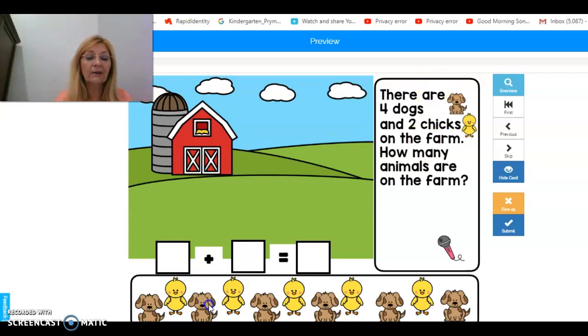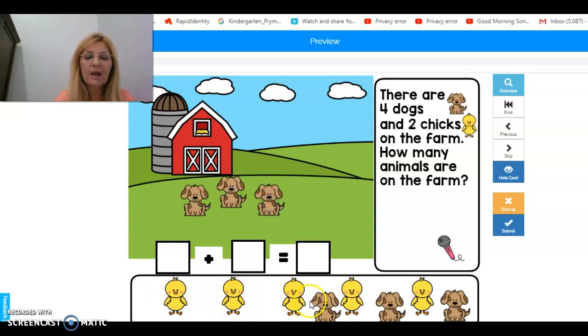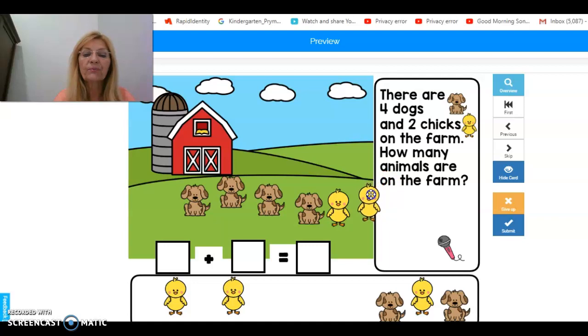At the farm. Now, let's read this one. It says there are how many? 4 dogs and 2 chicks on the farm. How many animals are on the farm? There's our question. They want to know how many are there. So let's act that out. If we had how many dogs? Look at your number. How many? Yes, 4. 1, 2, 3, 4. And how many chicks? Yes, 1, 2. And then we have a question. How many animals are on the farm?